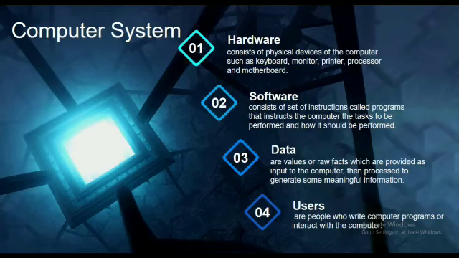Now, let's see what is data. So, data are values or raw facts. It can be some values like numbers, characters, pictures, etc. Data is sent as input to the computer. Then, this data is processed to generate some meaningful information.